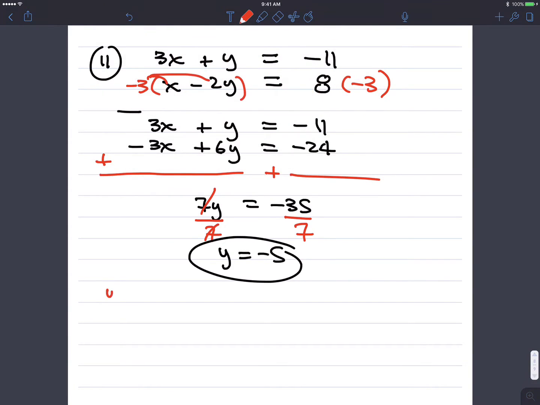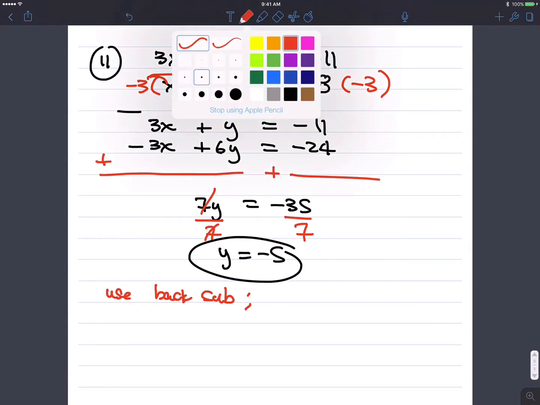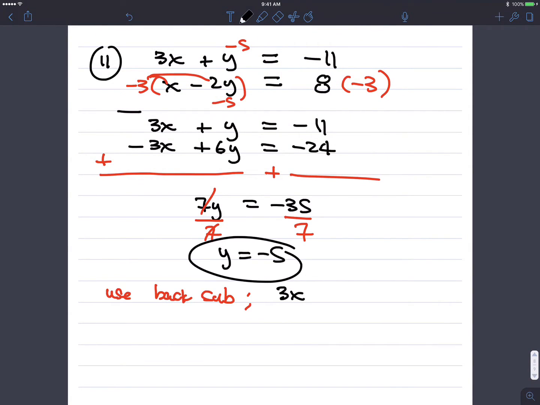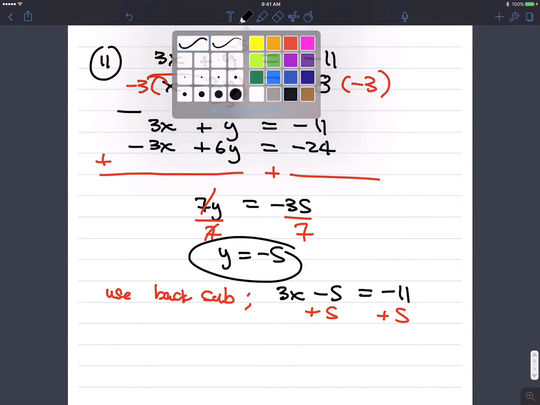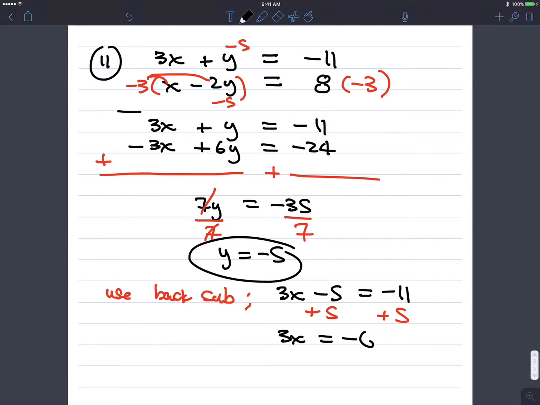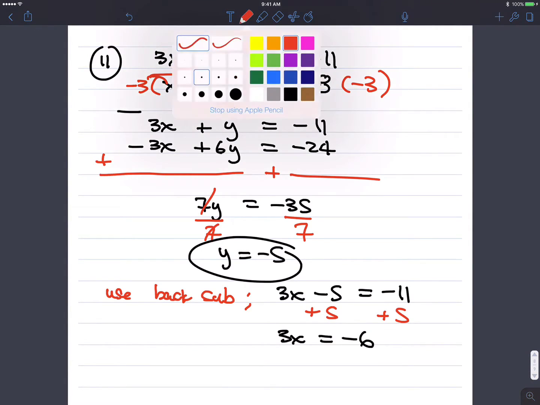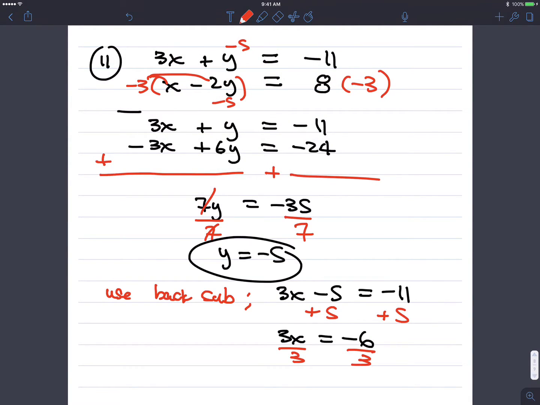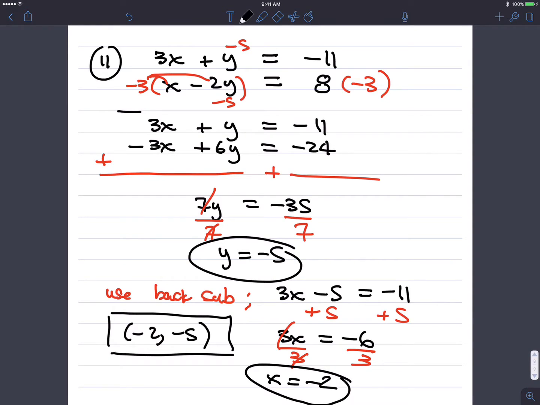At this point, we use back substitution to find the x-coordinate. So plug in negative 5 for y. The first equation becomes 3x minus 5 is negative 11. We're going to add 5 to both sides, and here's what we end up with. 3x is negative 6. Divide both sides by 3, and you're going to find x to be negative 2. Negative 2, comma, negative 5. This is my solution.